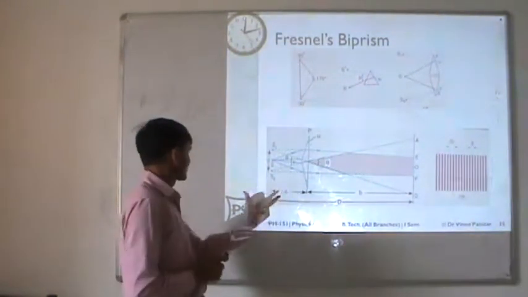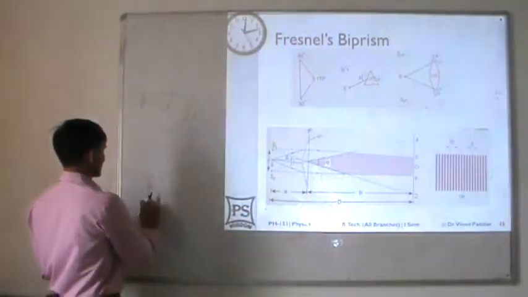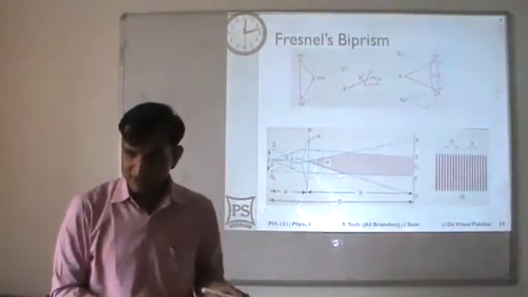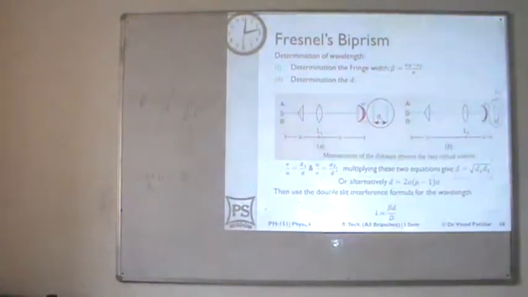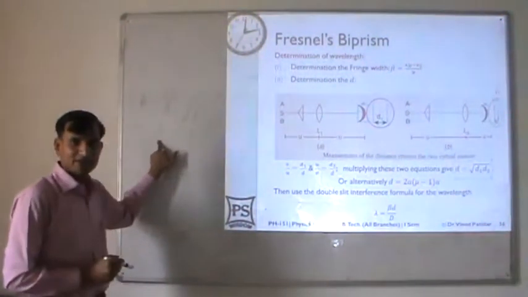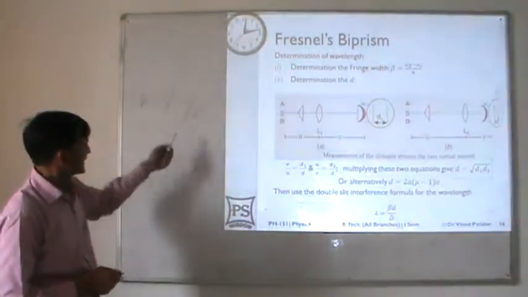Okay, so this A is again known, so you can calculate the value of A plus B, which is capital D. So by putting all these values in the expression, we can find out the value of wavelength. So this is how we can determine the value of wavelength. Now there is an alternate way.